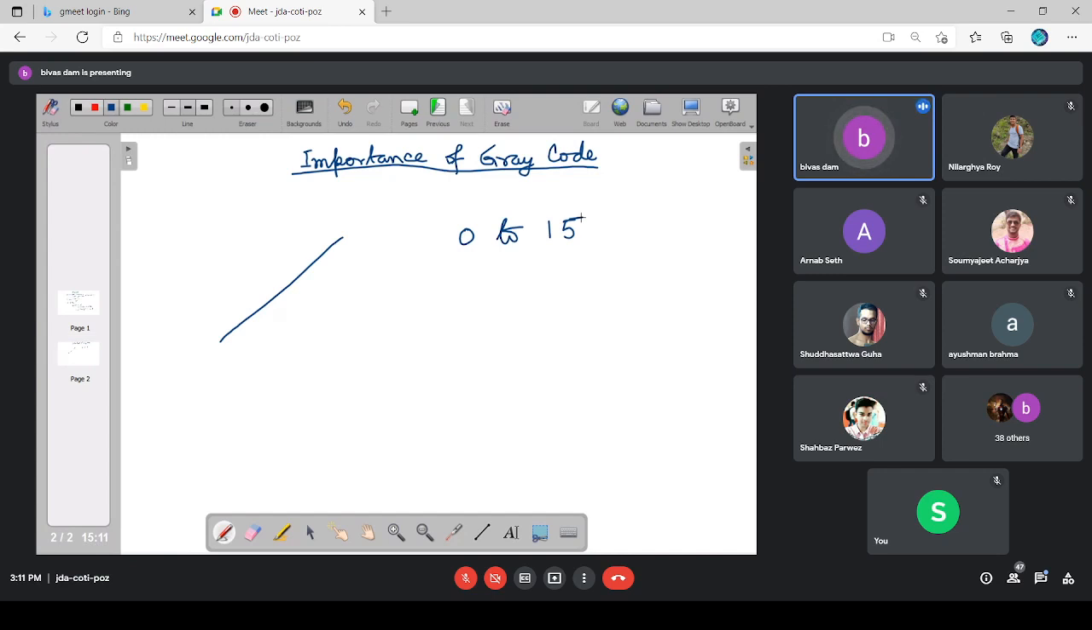Now, say we are confining ourselves to only a 4-bit pattern. Initially, at the very beginning, the temperature was 0 unit. So in terms of binary, what will be the expression for that? 0000. The temperature is rising linearly, so the next possible temperature reading will be how much? 0001.